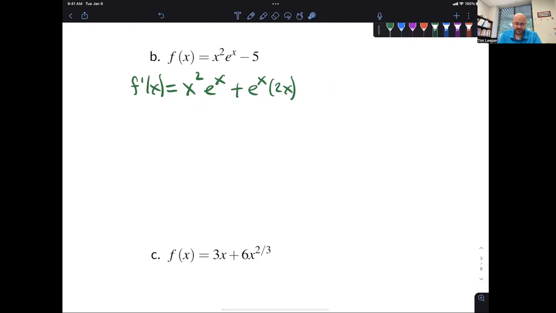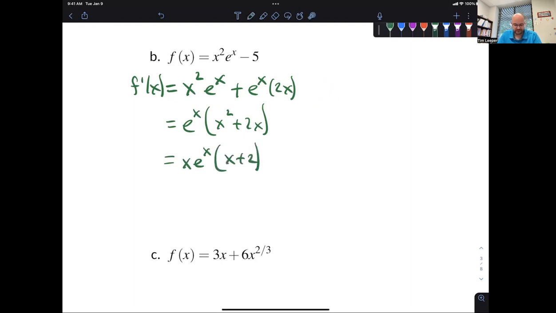Notice that there is a common factor of e to the x here. So if I factor out e to the x, what's left over is x squared plus 2x. And technically, there's a common factor of x. So I can do x e to the x, with x plus 2 left over in parentheses. And this is a good way of looking at the derivative here. And again, because the domain is negative infinity to infinity, the relative extrema will occur at the critical numbers, anywhere where this is equal to 0.